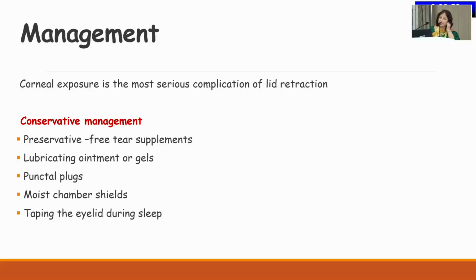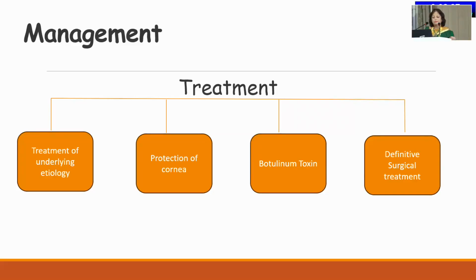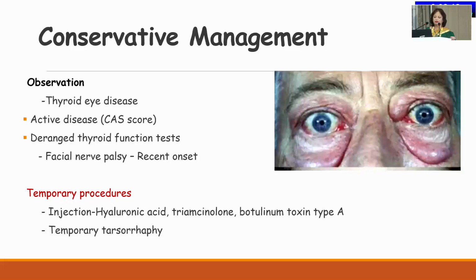Management: it's not necessary that every time you have to jump to surgery. First go for conservative management. If patient compliance is good, Bell's phenomenon is good, and there is less doubt of exposure keratitis, you can go with routine lubricating eye drops. Then treat the underlying etiology if it is present. If you can find the etiology, like scarring, anterior or posterior lamellar shortening, or facial nerve palsy, whatever the reason is, treat that, and protect the cornea in the meantime. Then botulinum toxin is another good tool that we have, and then finally surgical treatment.